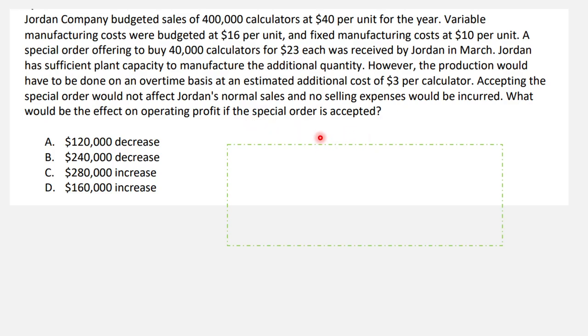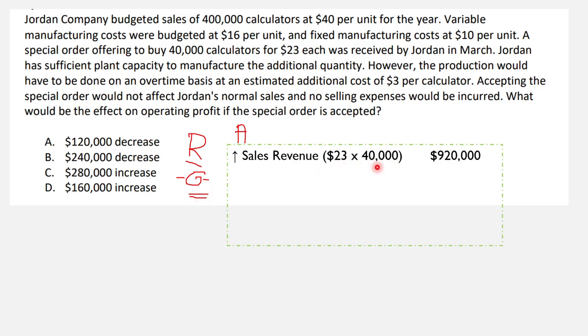So the effect on the operating profit if the special order is accepted. So let's try rejecting it. Okay, pag rineject yung order, talagang wala. Zero. Pag rineject yung order, zero change. Pag inaccept yung order, may mangyayari. Revenues will increase by 23 times 40K. Yun yung special price niya, no? Humingi siya ng tawad. Ang laki, no? From 40, 23 na lang. 23 times 40K, it's 920,000.